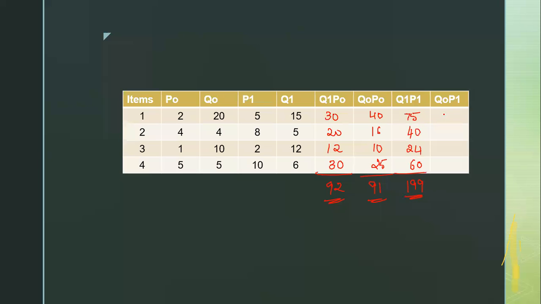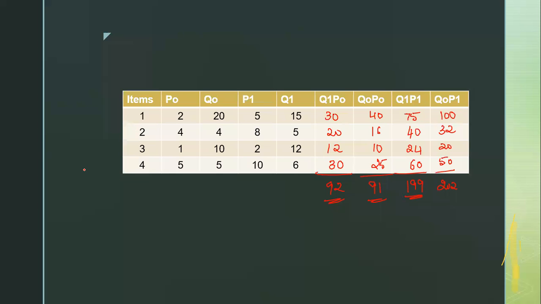Good students. Come on, fast. 100. Okay. 32. Okay. 20. Correct. Okay, 50. Find the total of this. 202. Good. Now apply the formula.